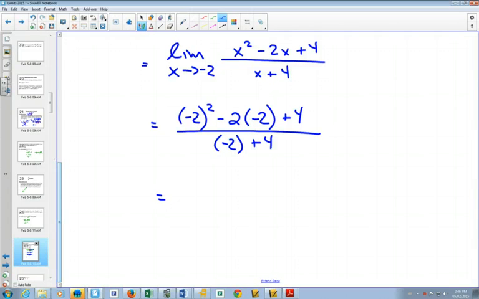So on the top, we're going to get 4 plus 4 is 8 plus 4 is 12 over 2 is 6. Today's examples have been brought to you by the number 6.